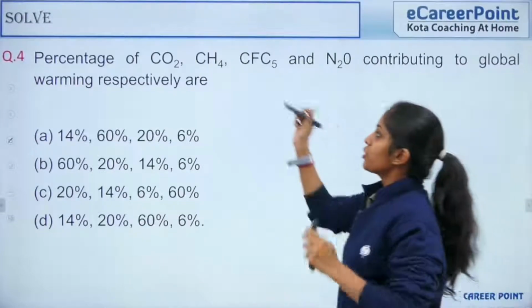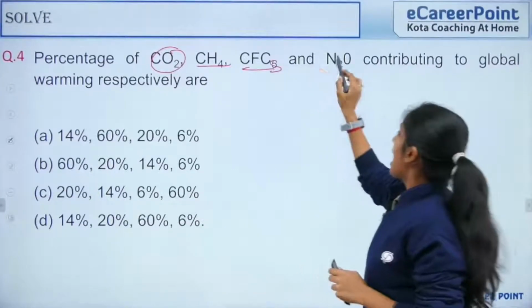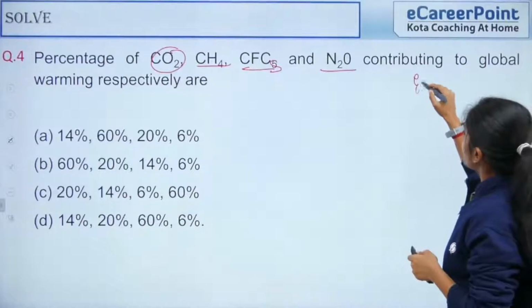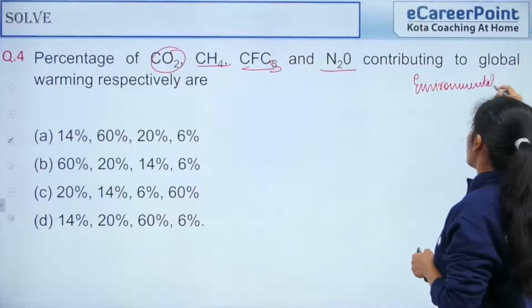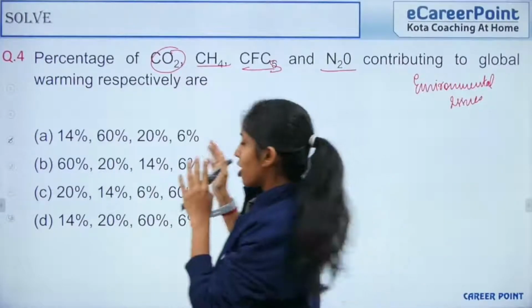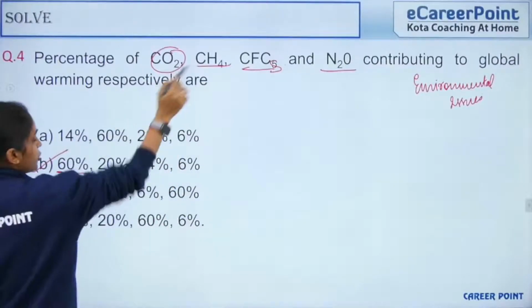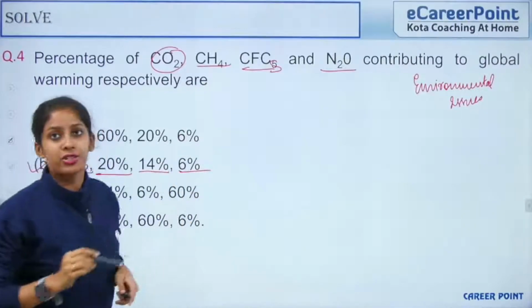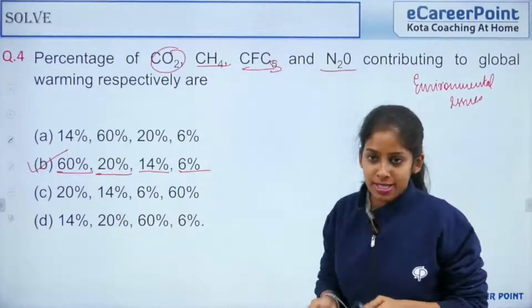So the percentage of carbon dioxide, methane, CFCs, and N2O contributing to global warming. As you can see, this question is from Environmental Issues, the last chapter of your class 12. This might be a little tricky. It is not exactly from your textbook, but carbon dioxide is 60%, methane is 20%, CFC is 14%, and N2O, oxides of nitrogen, is the remaining 6%. All right.